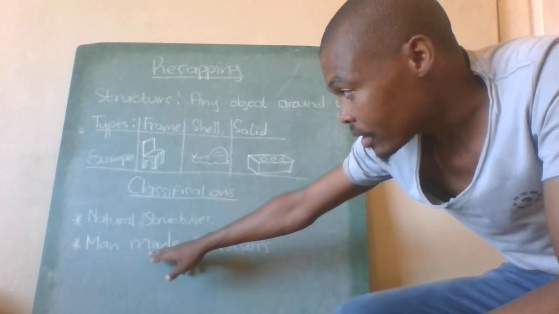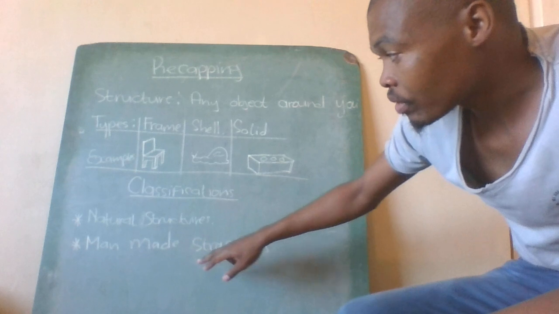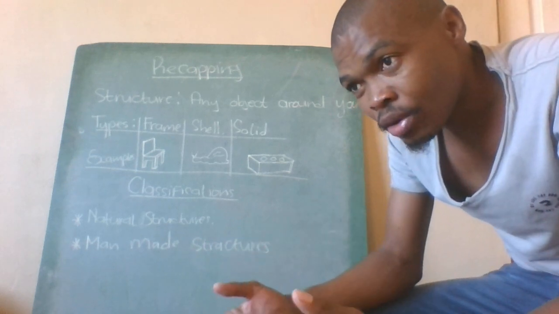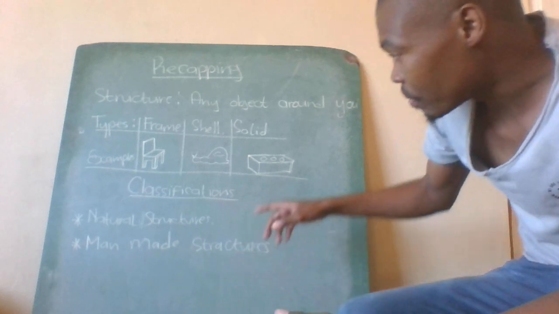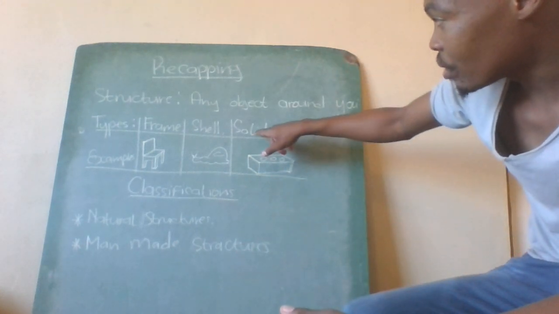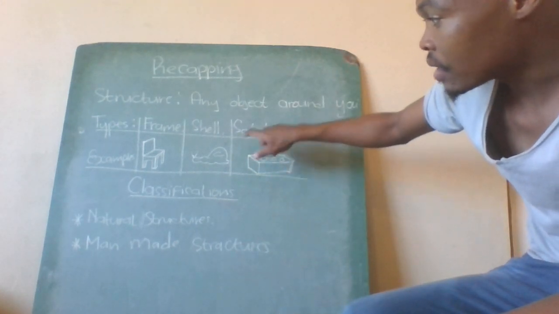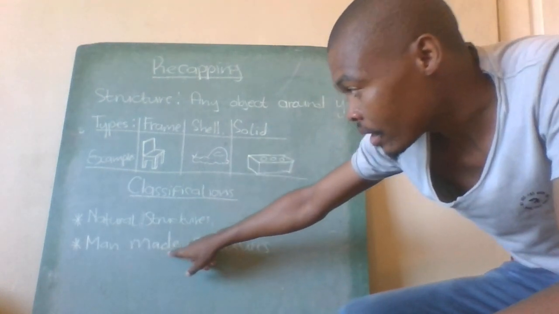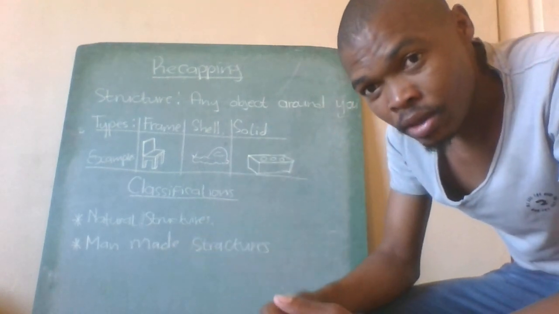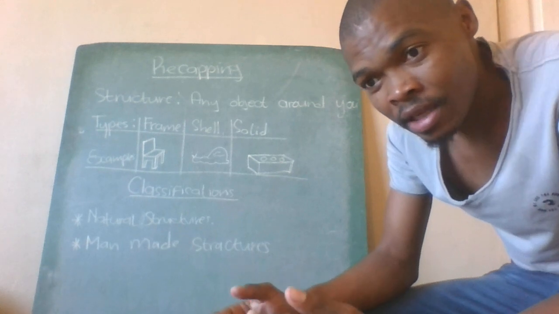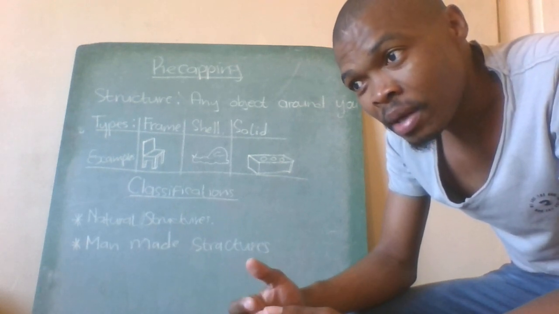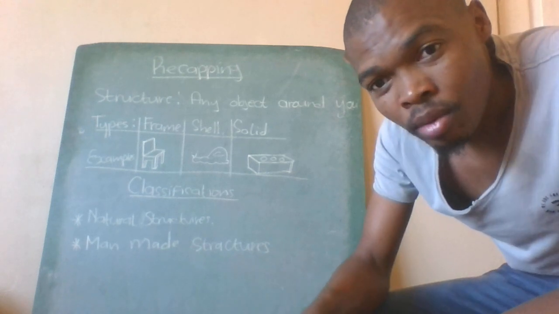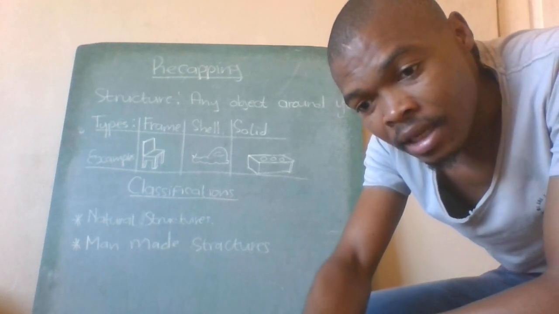Then a man-made classification of structures refers to all the structures that are made by human beings, such as a brick, which is a solid structure in terms of type and is classified as man-made. So those are the things that we discussed in our previous lessons, and I hope you will be able to remember them as we are going to move to our next lesson.